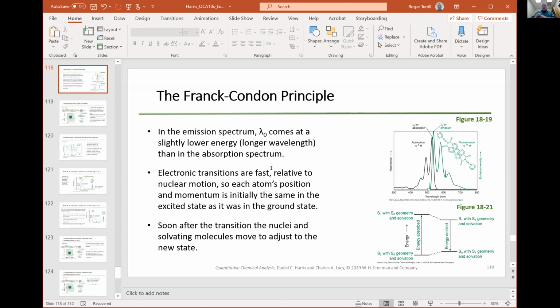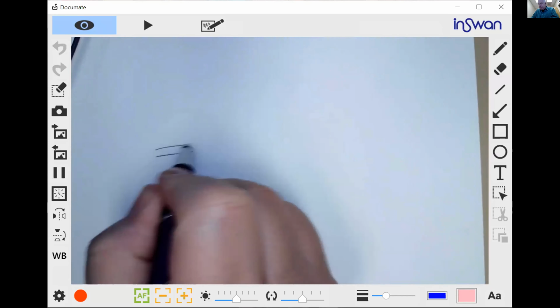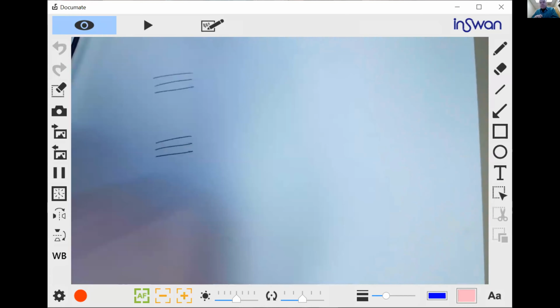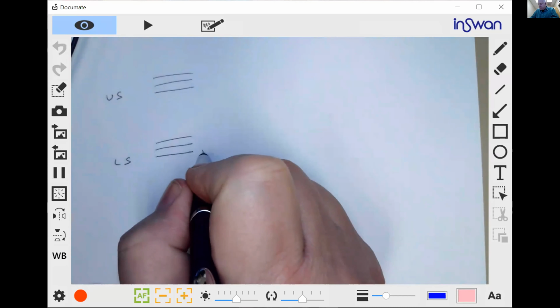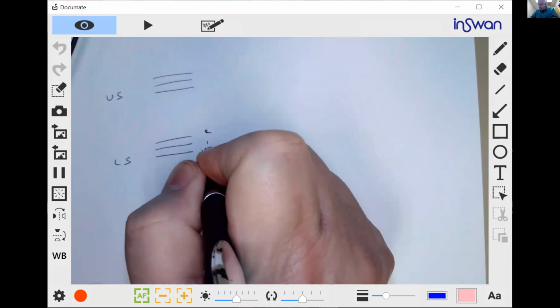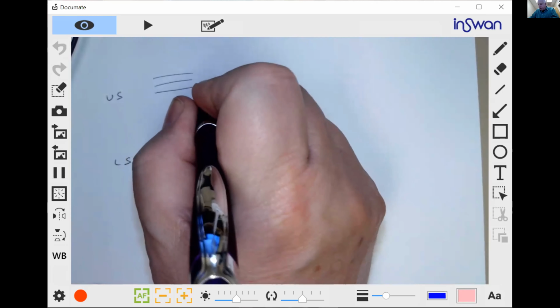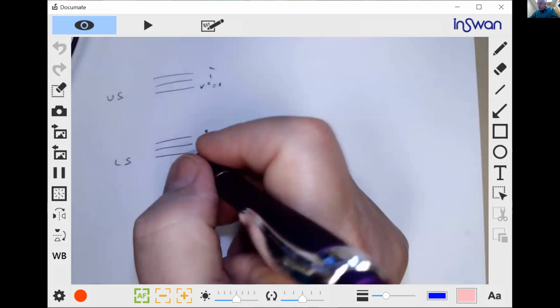So let me switch to the doc cam here. Now here's one I've got to learn, is how to switch quickly between screens. So for example, if you have a lower state and an upper state, and this is V equals 0, 1, and 2, or this is, you know, more specifically, this is V prime, this is V double prime. I think I got the primes right. I could have them wrong, sorry.